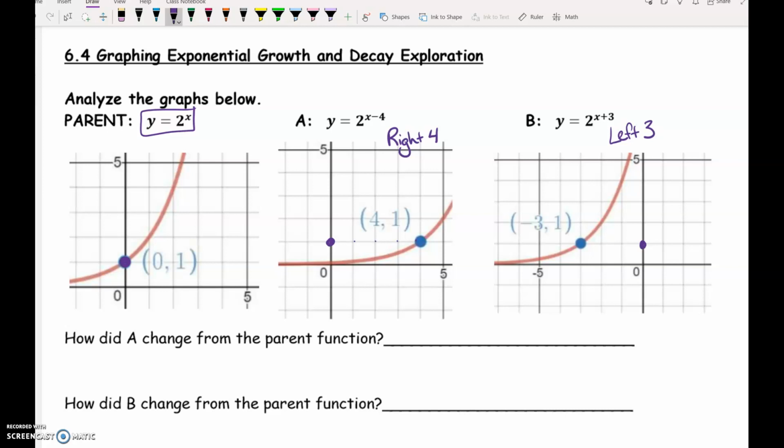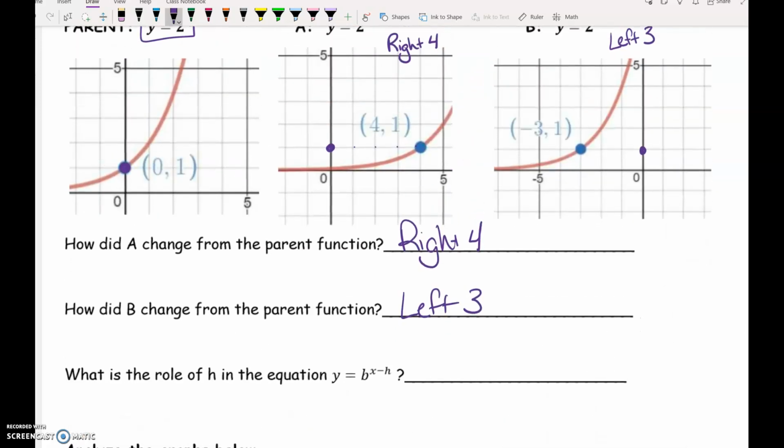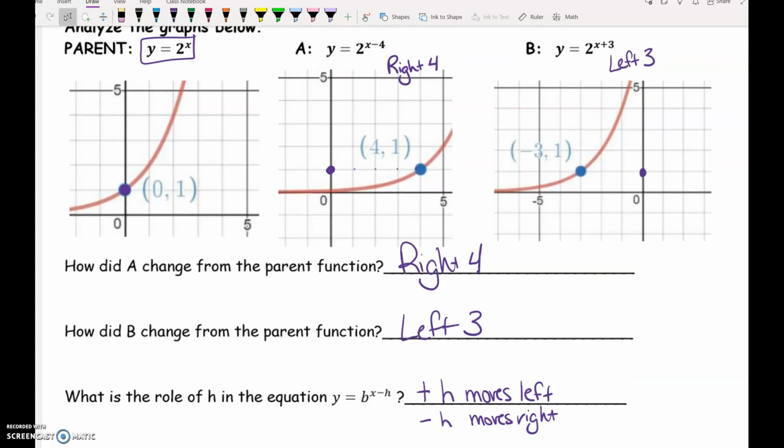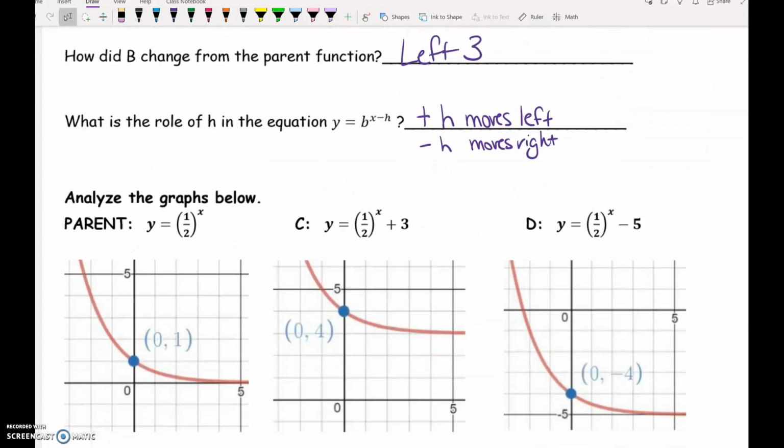So how did A change from the parent function? It moved right 4. And how did B change? It moved left 3. So what role does that h play? Plus h moves left, minus h moves right. Any number added or subtracted with the x moves the graph left or right, and it's crazy town backwards of what you would expect. So plus moves left, minus moves right.